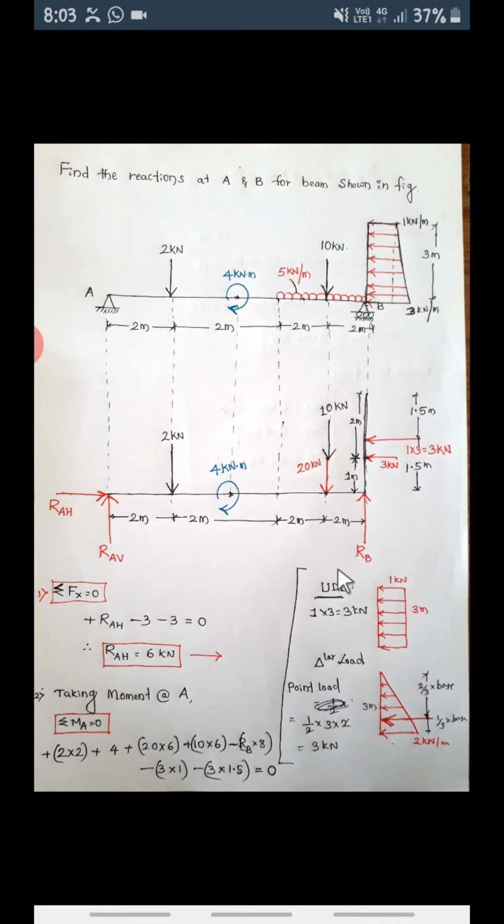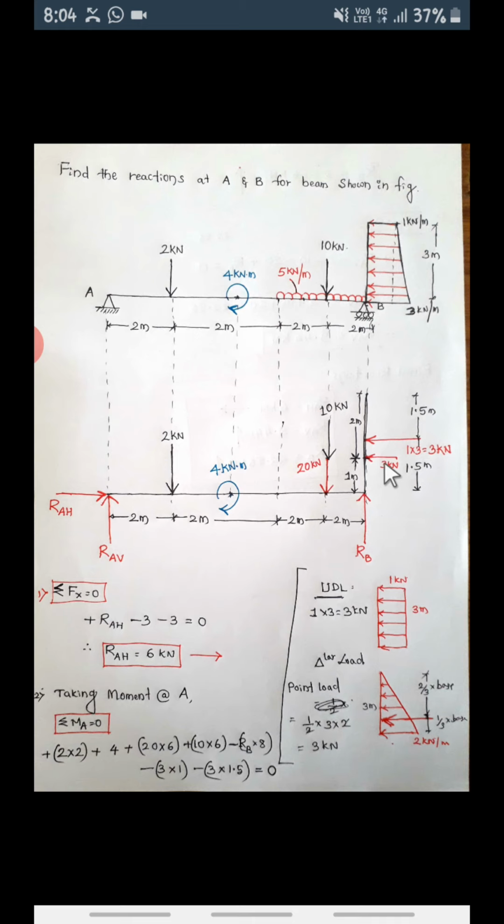Next this RB. Now see, with reference to A, this will produce anti-clockwise, which means minus. So minus RB into 8. What is the perpendicular distance between this RB and A? That is 8 meter. So minus RB into 8.